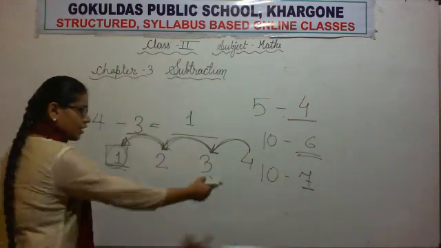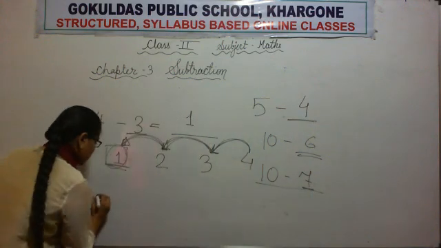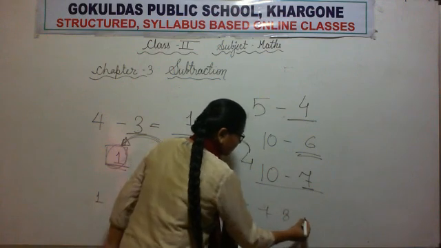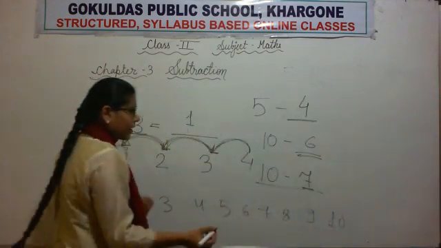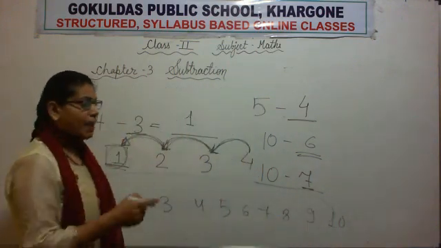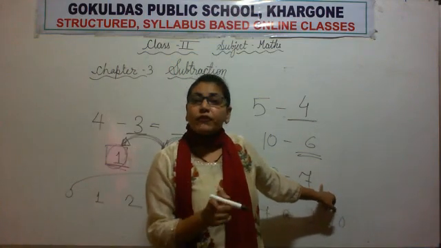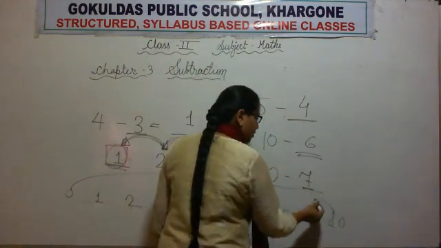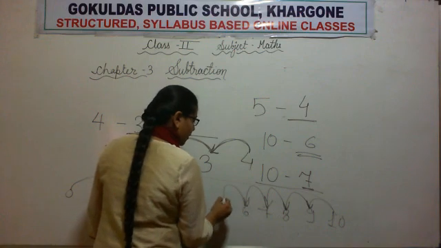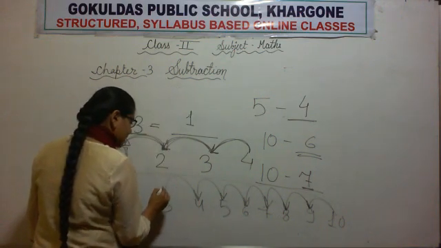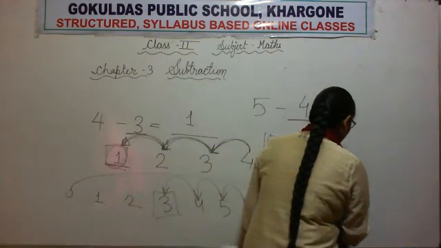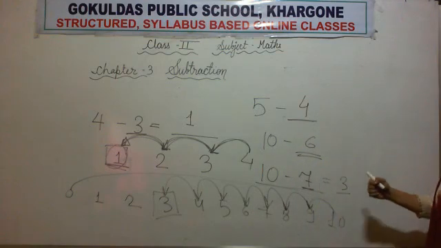Okay, so let's solve this one. 7 minus 10. So first of all we will write counting up to 10. So this is the number 10. Now 7 times we will count backward because we need to subtract 7. So let's count 1, 2, 3, 4, 5, 6 and 7. We stopped here. So this is our answer. 10 minus 7 is equal to 3.